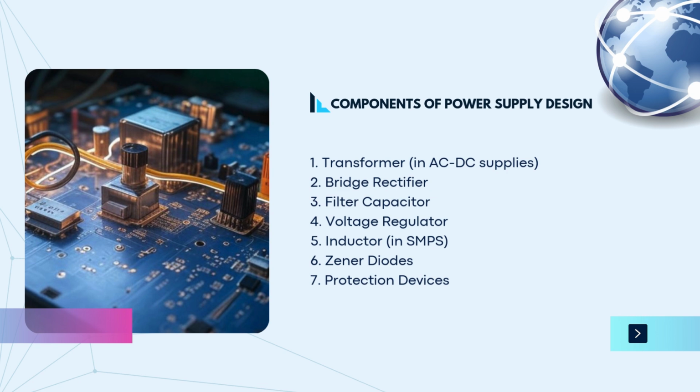5. Inductor, in SMPS. Stores energy and smooths current. 6. Zener diodes. Used in simple shunt regulators or overvoltage protection. 7. Protection devices. Fuses, PTC thermistors, TVS diodes, and current limiting resistors to protect your circuit. Always choose components that support at least 20 to 30% more than your maximum load requirement.